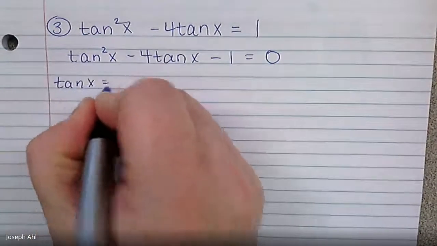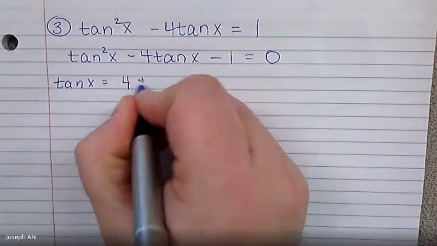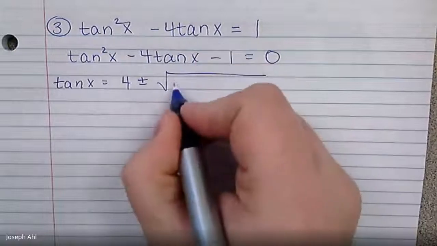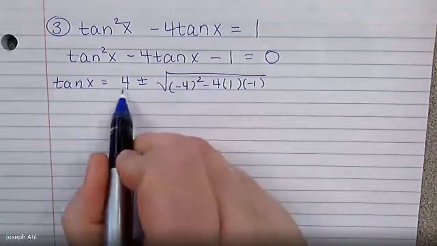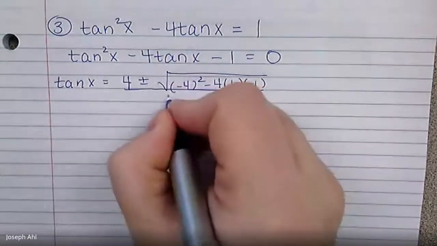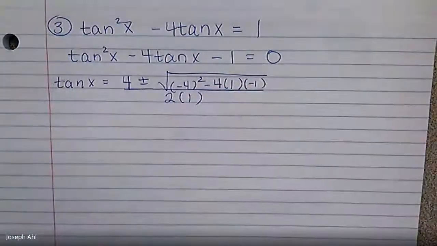Tan x equals negative b, positive 4, plus or minus the square root of -4 squared minus 4 times 1 times -1. It's a little odd singing in a room by yourself, but I guess it's not too crazy. I don't know. Probably sing in the car by yourself.